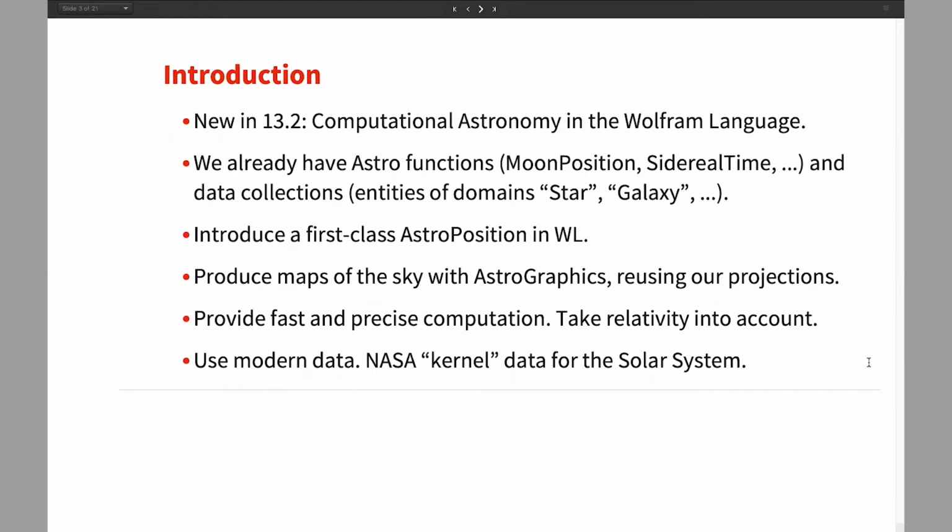As with Geo, we emphasize precision in computation, and here relativity will become important. We use modern data, in particular something called NASA kernels, which are lots of coefficients of the orbits of the planets. And so if you use this, it will start by downloading large files. And when I say large, I mean gigabytes. So this needs to happen the first time for precise computation.